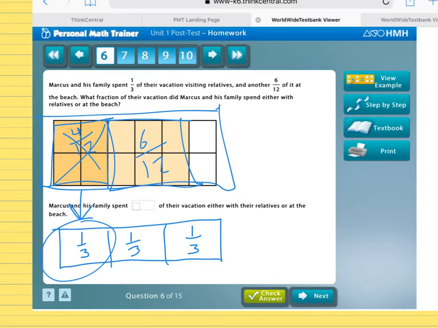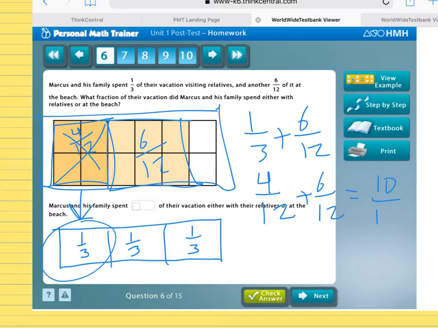So they're asking you to just add those, find the sum of those. So you have, what is the sum of 1/3 and 6/12? But they give you this in the model, so 1/3 is the same as 4/12. So 4/12 and 6/12 is 10/12. And that again can be simplified by dividing numerator and denominator. That can be simplified down to 5/6 if they ask you for a simplified fraction. But the answer would be 10/12 or 5/6.